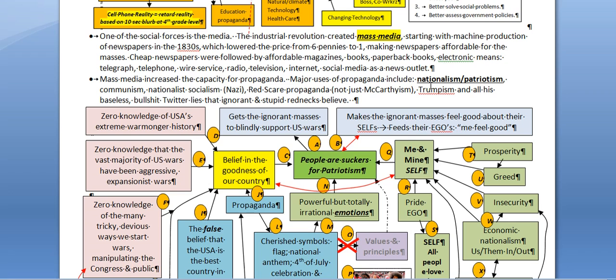Now, today you got Trumpism and all his baseless Twitter lies, stuff he just spews out that the ignorant rednecks believe. All right? I mean, I'm serious. It's obvious to anyone with half a brain that Trump lies. I mean, everything he says is a lie, almost. How can anyone believe him? Well, that's what the rednecks are.